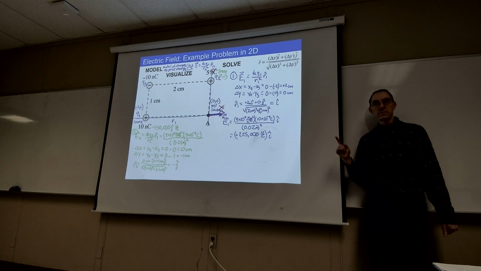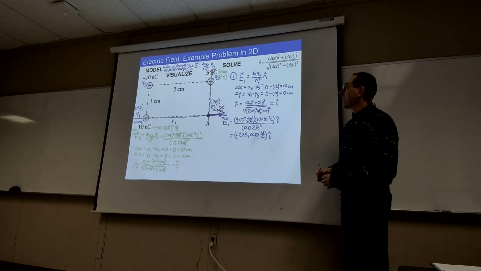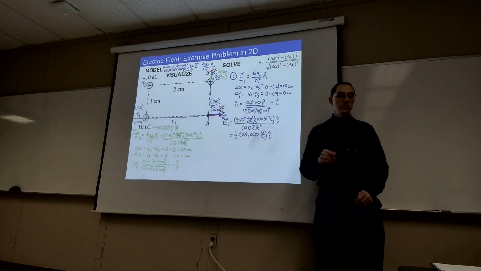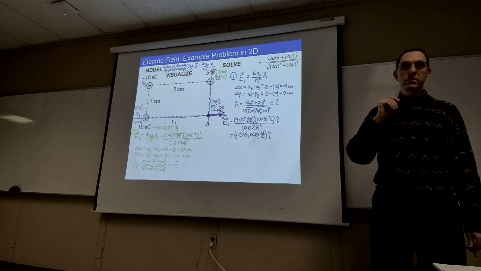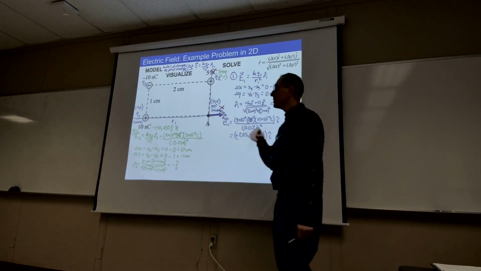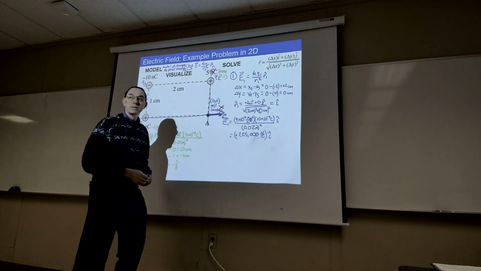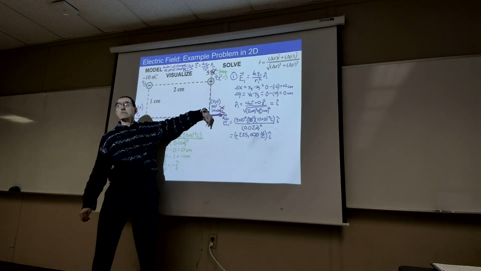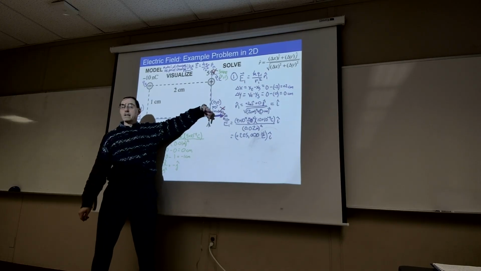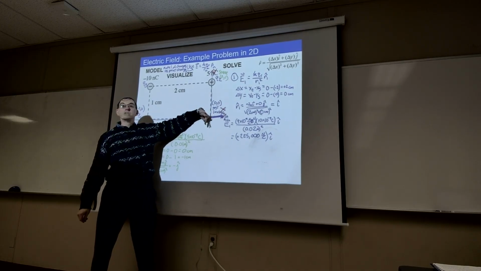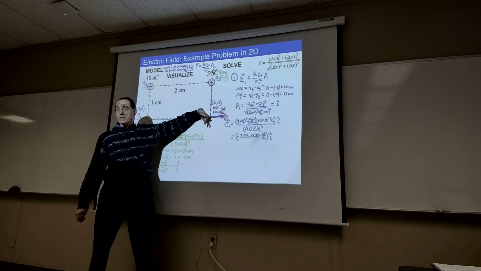Everybody get your finger out. I want you to point in the direction of R2 hat. It's the direction from the source charge to the test location. Where's your source charge? Down, right? That's the direction from the source charge to the test location. What direction is that? Negative J hat. It's a negative Y direction. So it does make sense.